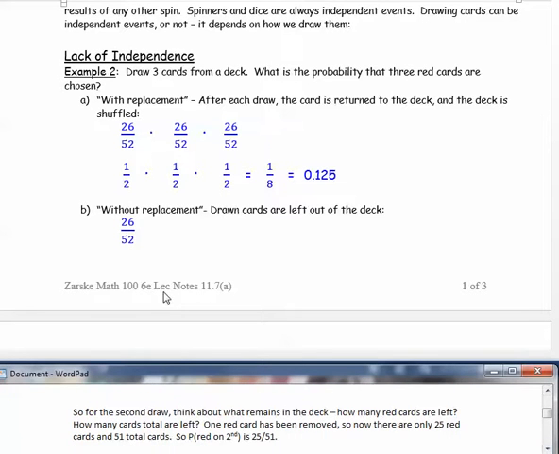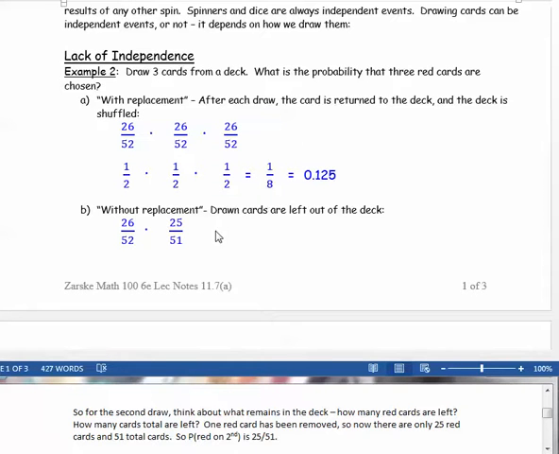So for the second draw, think about what remains in the deck with 1 red card gone. How many red cards are left? How many total cards are left? Well, 1 red card has been removed, so now instead of 26, there are only 25 red cards. And instead of 52 total, there are only 51 total cards. So the probability of red on the second draw is now 25 out of 51.